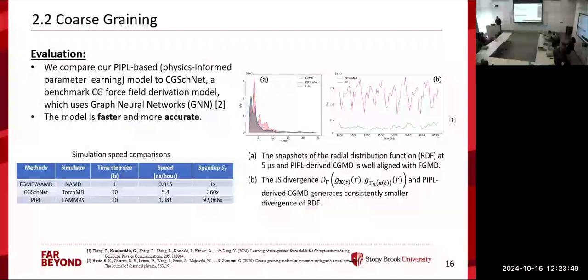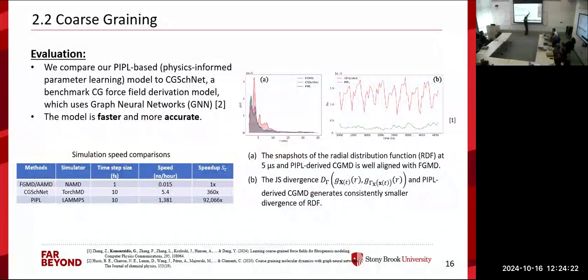So we're looking at distributions. Number one, we're going to look at the radial distribution function. If I have to explain it in one sentence, it's not exactly this, but an idea of how density and bond lengths vary across the system. So one thing we can see, I don't know if you can see the colors very well, is that our physics or parameter learning matches the radial distribution function of the original simulation much better.